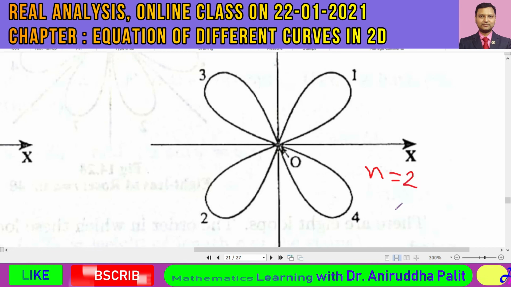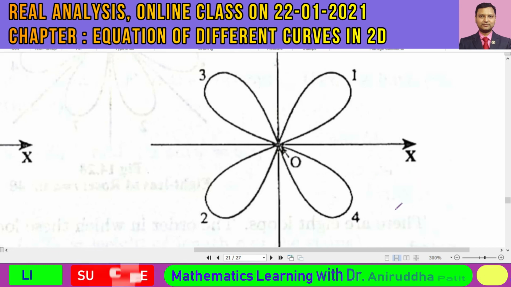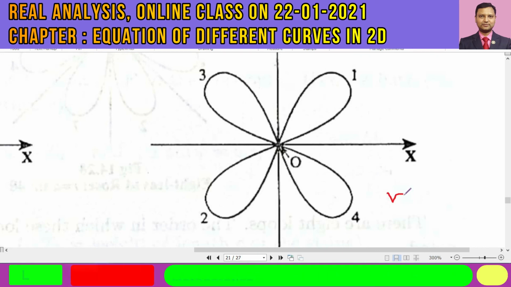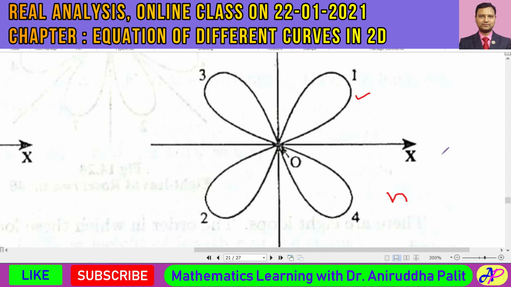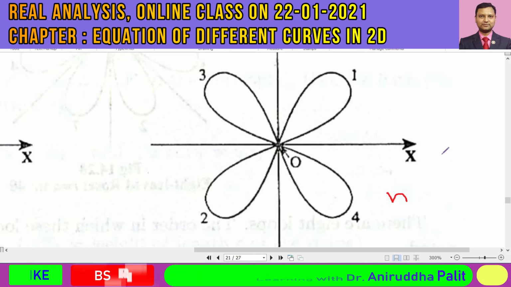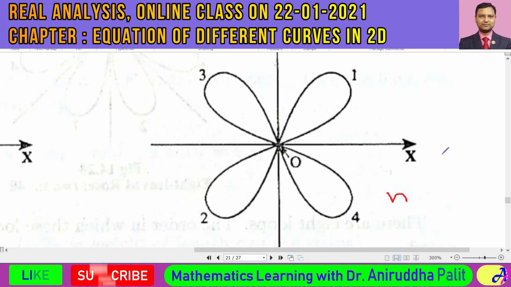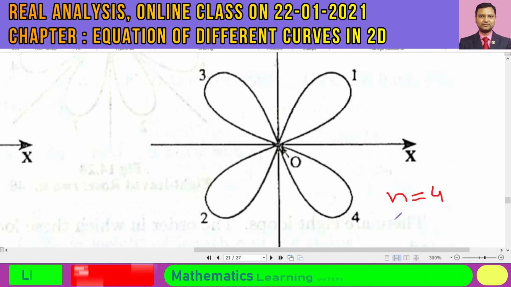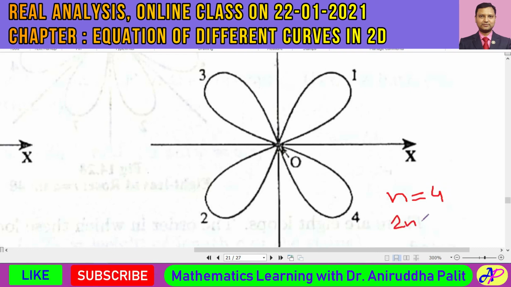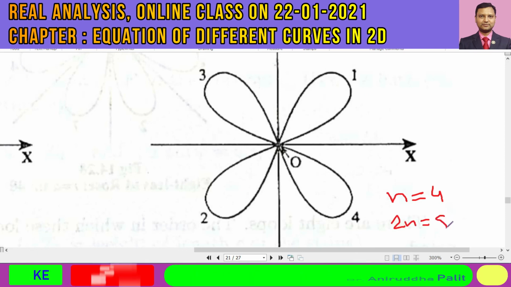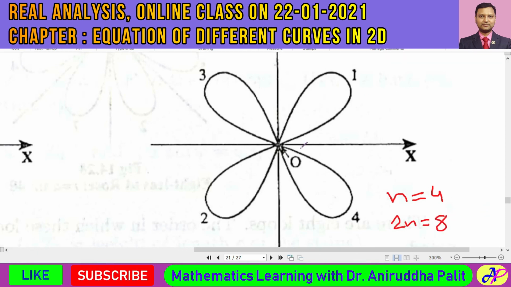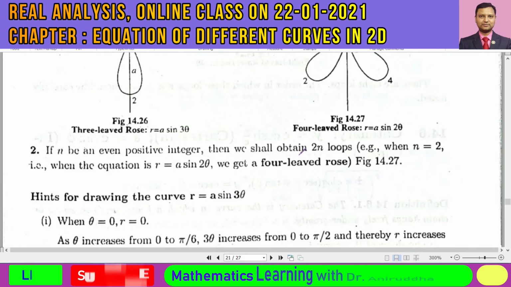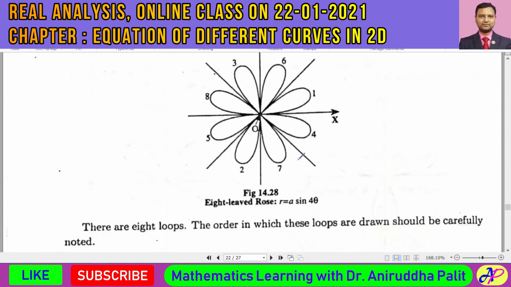And suppose for n is equal to 4, I told you whenever n is an even number, we will have twice n number of petals. These loops are called petals, just like a flower. So if n is equal to 4, then we shall have twice n, that is 8 loops or 8 petals. What would be the picture for n is equal to 4? Let me show you the picture. This would be the picture.